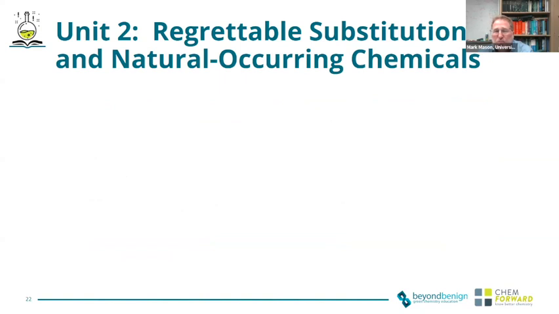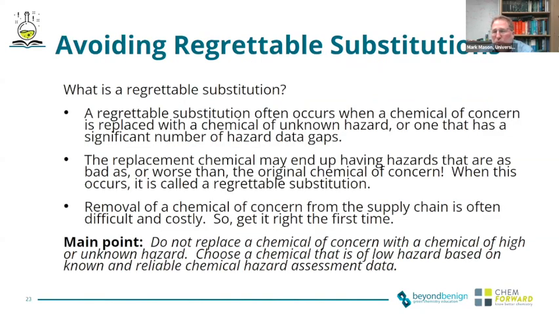Now for Unit 2, regrettable substitutions and naturally occurring chemicals, what you find are slides that include the definition of a regrettable substitution and why we would want to avoid a regrettable substitution. And the main point at the bottom of the slide is that when picking a safer chemical, we want to make that decision based on real, reliable hazard data so that we make that substitution safely and we don't make a mistake and end up with a chemical that is as bad or worse than the one that we originally intended to replace.